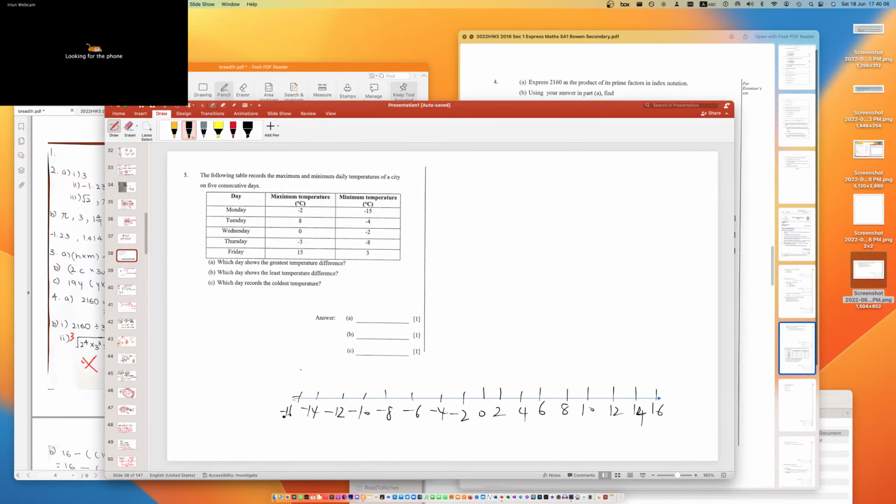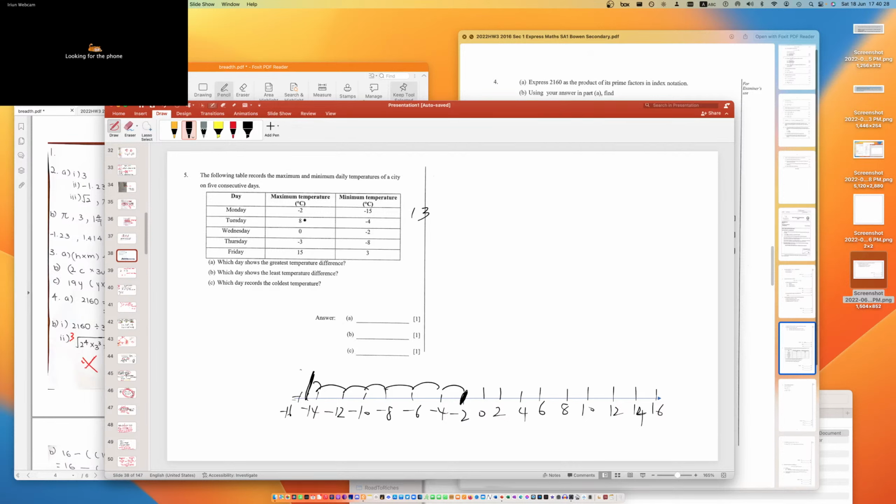Okay, so let's assume this is correct first. Then they say minus 2 to minus 15. So minus 2 is here, right? Yes. Minus 15 is here, right? Yes. Okay, so I think you can count, right? 2, 4, 6, 8, 10, 12, 13. So the difference is 13, right?